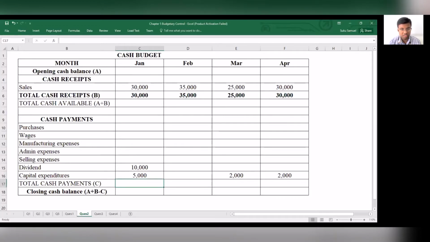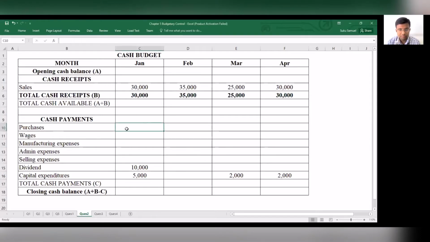Now let's move on to the other expenditures. What has been told to us is that creditors are allowed a credit period of 2 months. What does this mean? If you are making a purchase in the month of January, you would be settling the payment only in March.